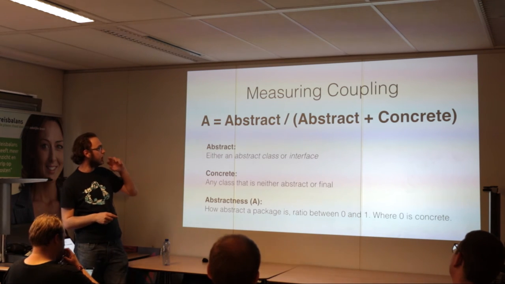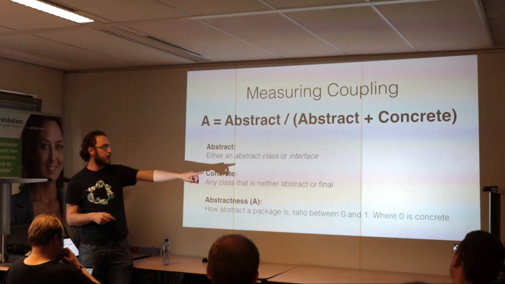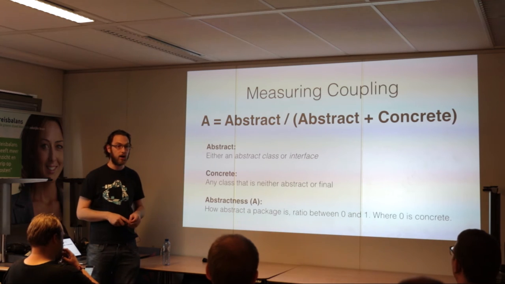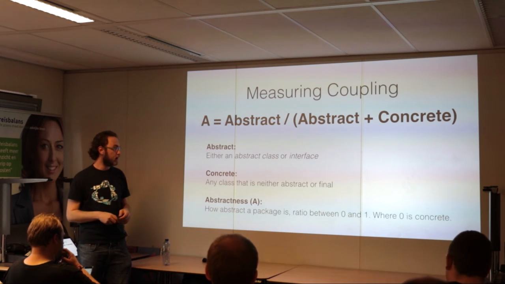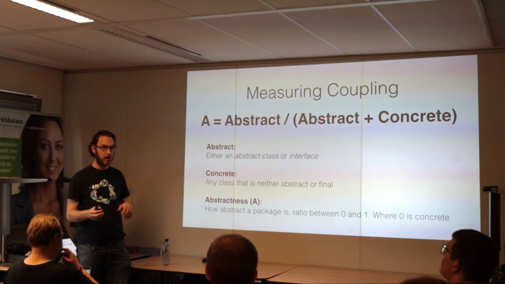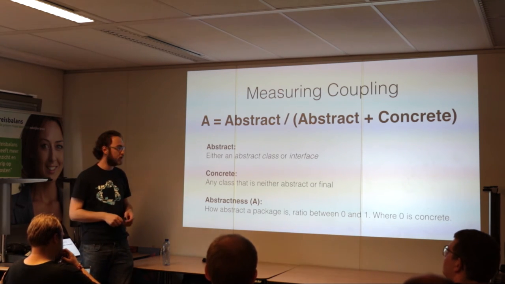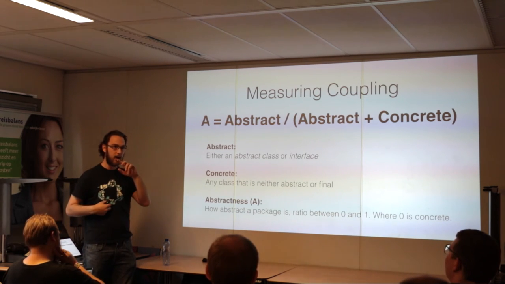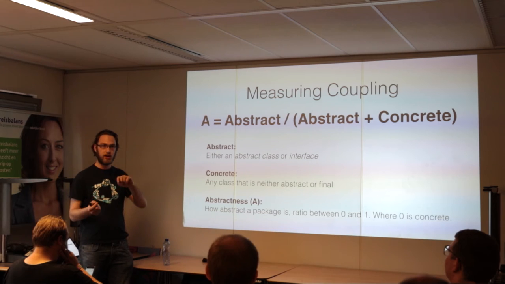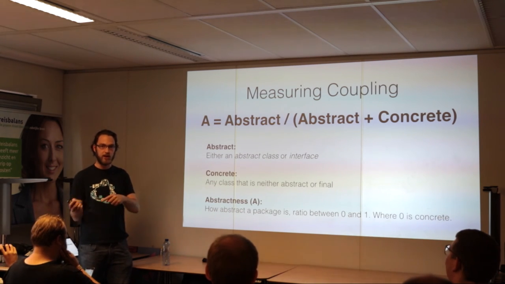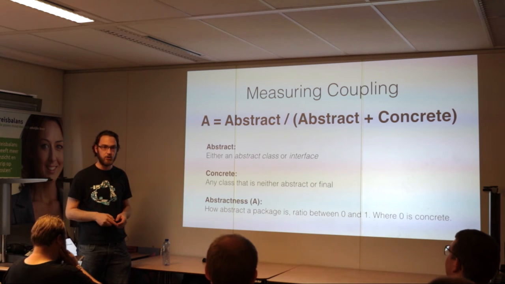Same goes for abstractness, which is how abstract a package is, with a ratio between 0 and 1, with 0 being concrete. So if you only have normal classes, the package is completely concrete. Whereas on the other hand, if you have a package with only interfaces or abstract classes, it would be completely abstract. And that also can say something about how many other packages can use it, or how resilient it is to change. If you change it, what will break inside everybody that is using it.